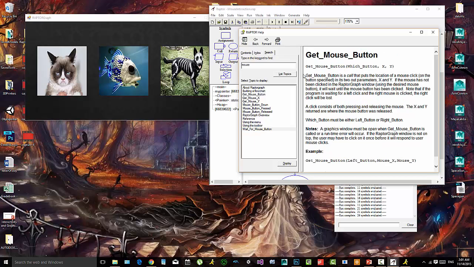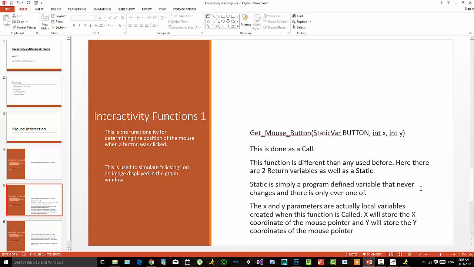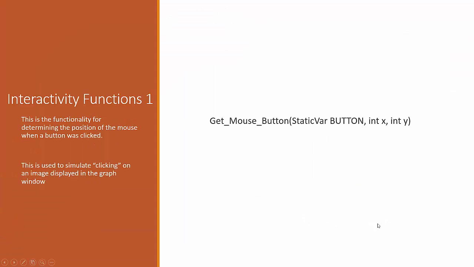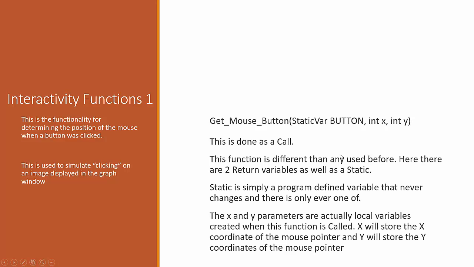So let's go there. Get mouse button has 3 parameters. The first one is which button you're going to click. The next one is a variable that is actually a return. The next one is another variable that is a return. Alright, so what do I mean by that? Well, let's take a look. Alright, so here's our function. Okay, the static var button or mouse button. Then we have an integer x and an integer y. Okay, let's take a look at what this means.